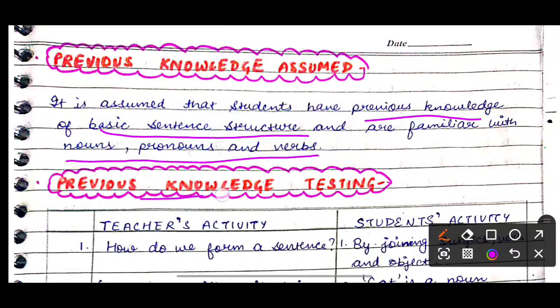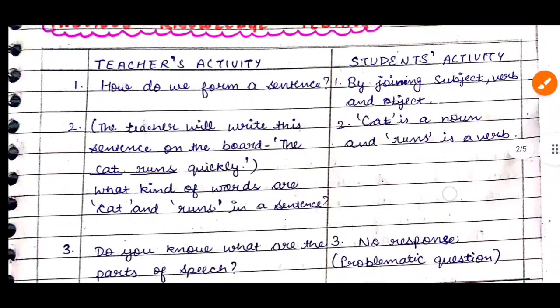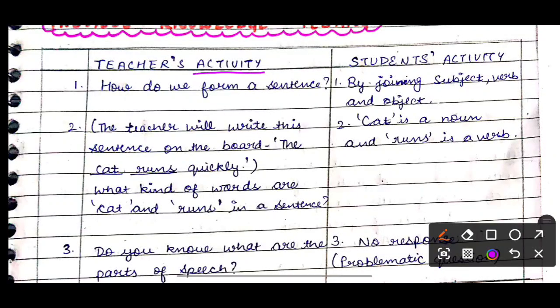After that our heading comes previous knowledge testing. In previous knowledge testing, we make two columns. First one is teacher's activity and the next one is student's activity. Here the teacher is going to ask a few questions. Whatever the teacher will ask, we write those questions here, and the assumed answers of students are also written here in the students' activity column.